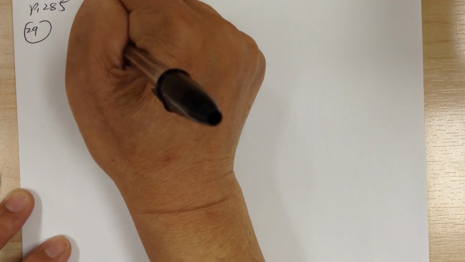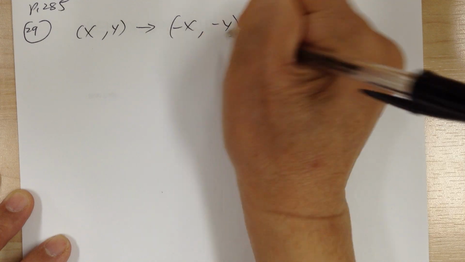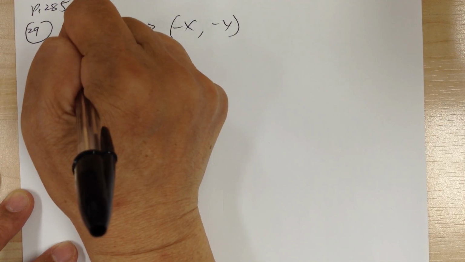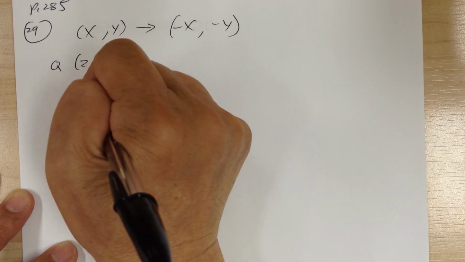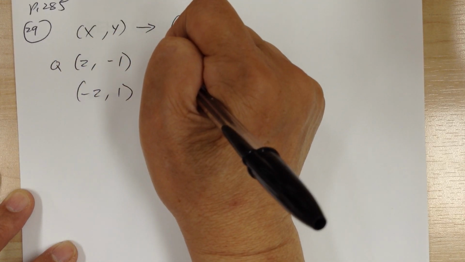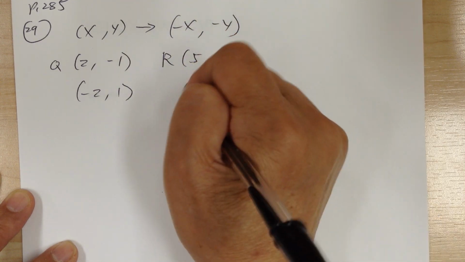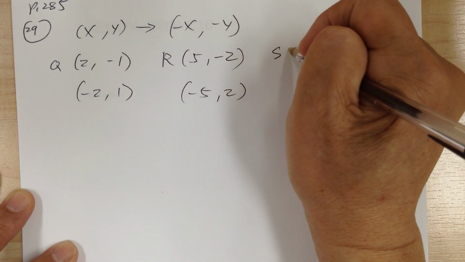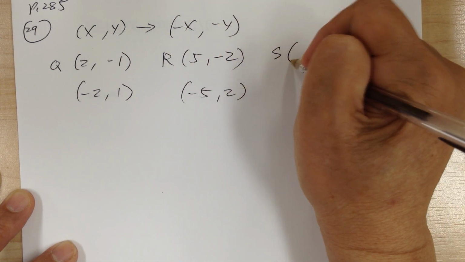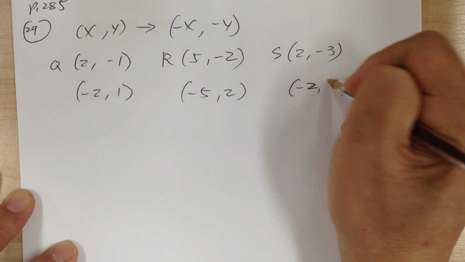Okay, so you have (x, y) becomes (negative x, negative y). So Q is 2, negative 1. Now you make both opposites, so it becomes negative 2, positive 1. R is 5, negative 2, so it becomes negative 5, positive 2. You make both opposite. And S is 2, negative 3, so it becomes negative 2, positive 3.